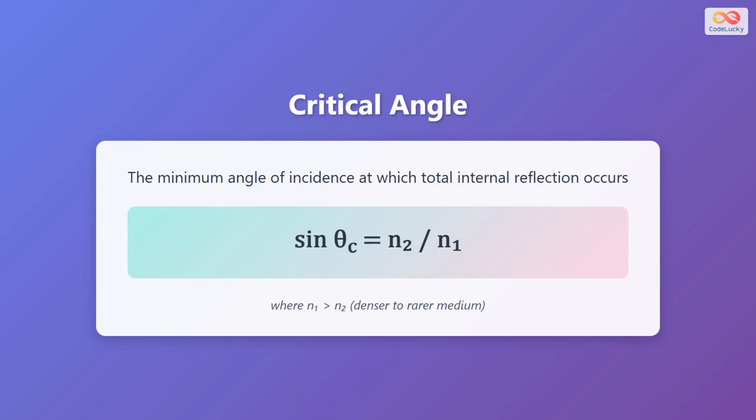The critical angle is the minimum angle of incidence at which total internal reflection begins to occur. It can be calculated using the formula sin θc = n2/n1, where n1 is the refractive index of the denser medium and n2 is the refractive index of the rarer medium. This formula only applies when n1 is greater than n2, ensuring light travels from denser to rarer medium.